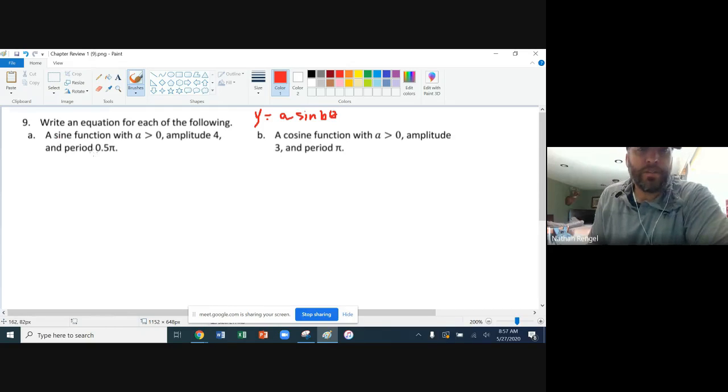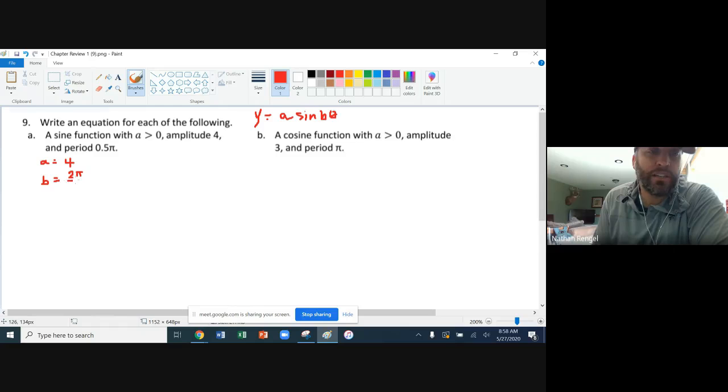So part A, a sine function with a greater than 0, so we have no reflection. Amplitude 4, period is 0.5 pi. So our a is equal to 4. Our b is unknown right now. A common mistake is just to take this period and put it in for b. Well, that is not quite b. b is your number of cycles between 0 and 2 pi.